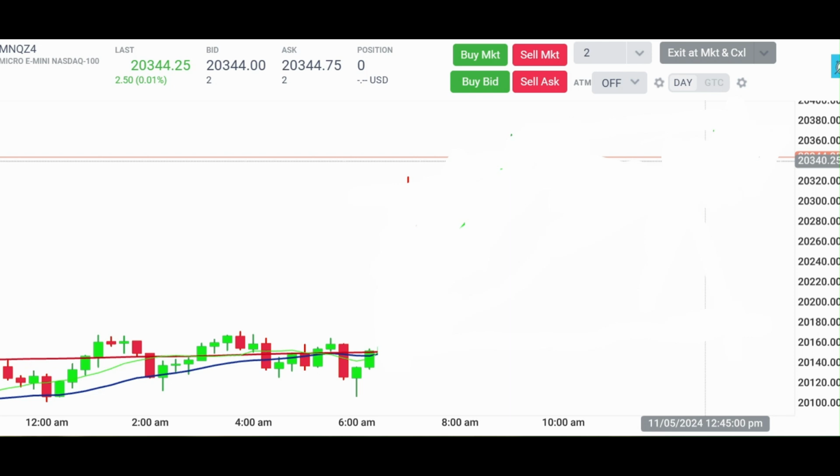Today is Tuesday, November the 5th, and we're going to be going over a Micro E-mini Nasdaq 100 trade. This trade had a proper textbook setup and follow through, so I want to review it for those of you that are interested in trading the futures commodities market. This is exactly where this financial instrument can be found. And so, without further ado, let's get right into it.